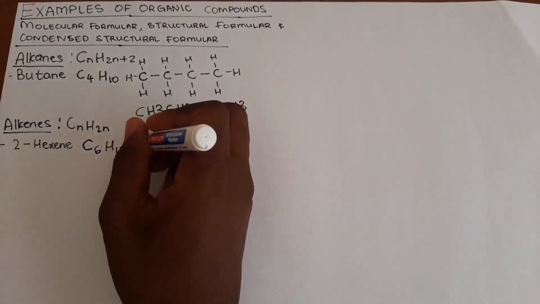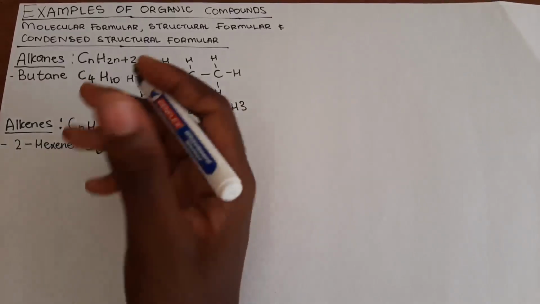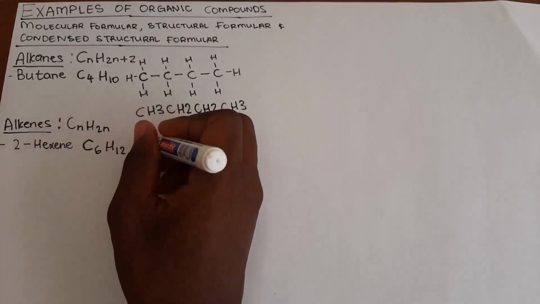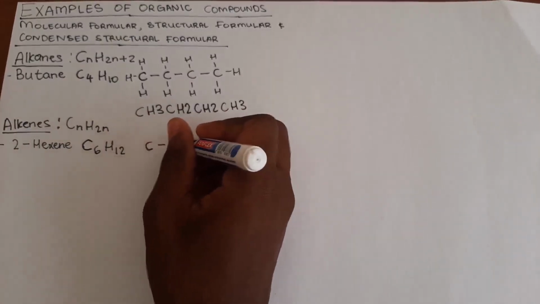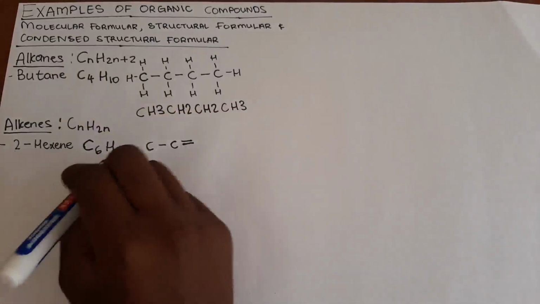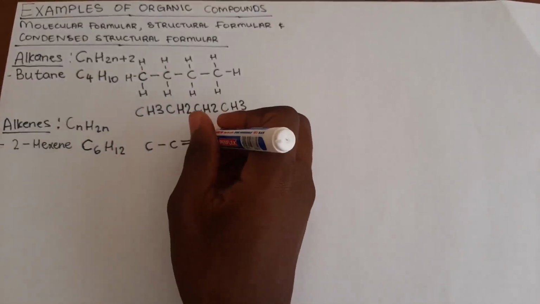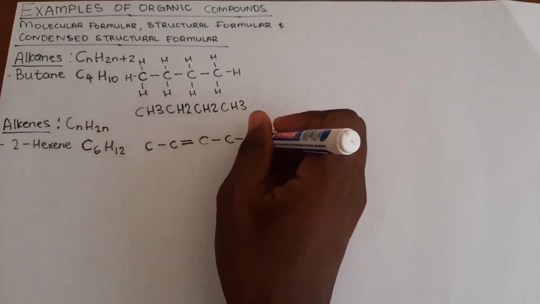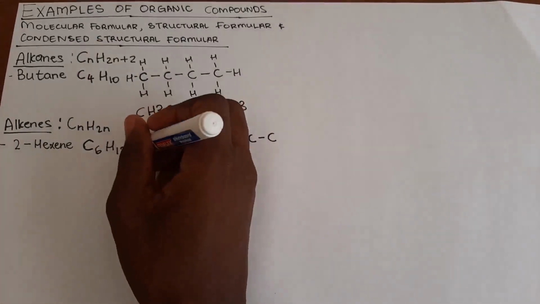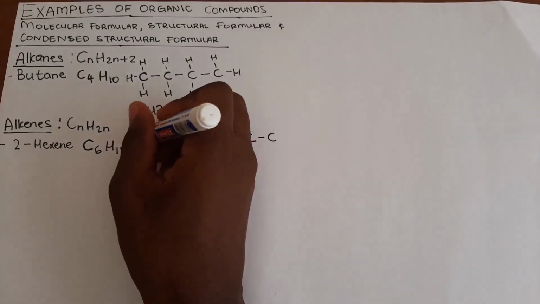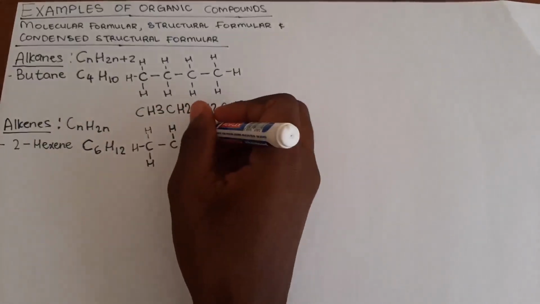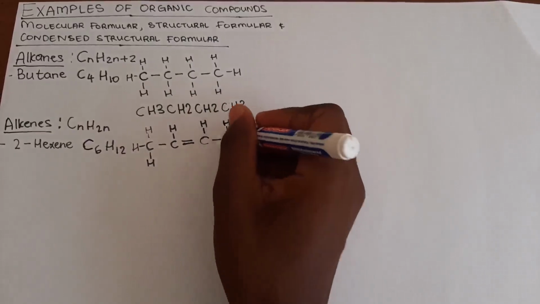We're going to have this, where we're going to see that double bond, which is on the second C atom. One, two, our second C atom has a double bond. As you can see, 2-hexene: 1, 2, 3, 4, 5, 6, we have C6, so we must have 12 H atoms. So we have hydrogen here, a single H here, another single H here, H here, H here.